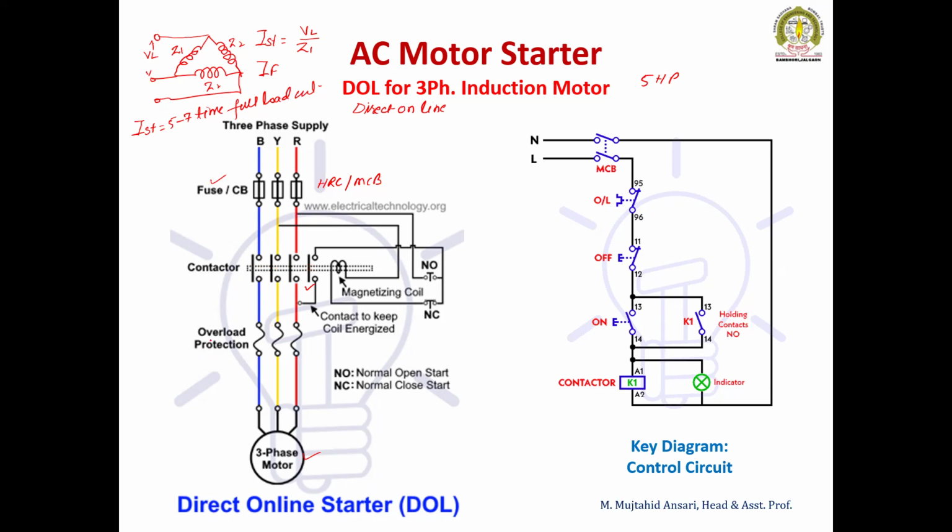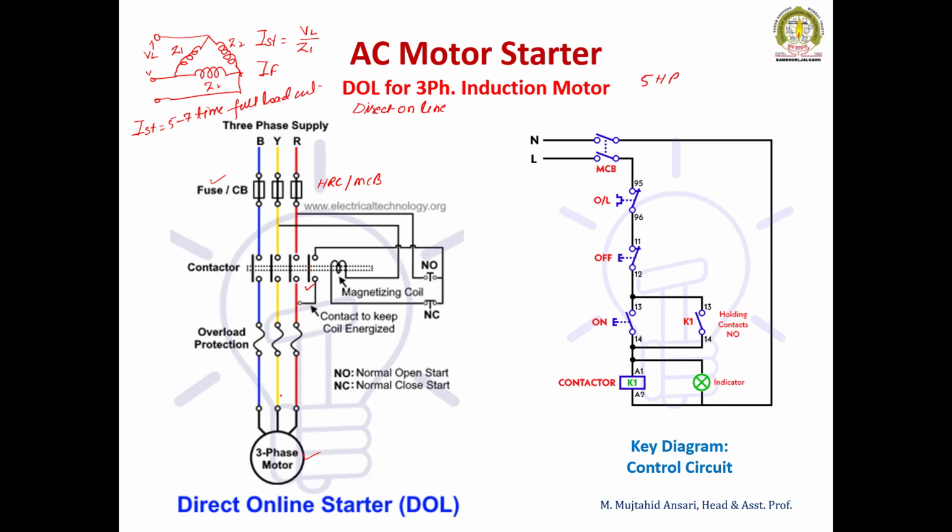This is the overload protection. It is a bimetallic strip. When the current is more than the rated value of the motor, the overload strip gets bent and it will trip the motor. So it is an overcurrent protection that we are going to provide here.